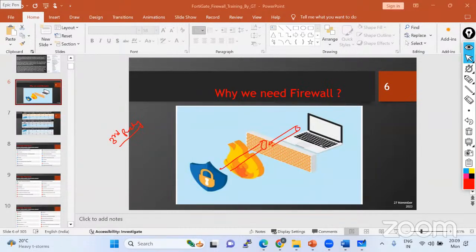Pradeep, hello. See, basically we are using a firewall to protect our network from external threats, external malware, and unexpected traffic, so that our network will not be hampered.